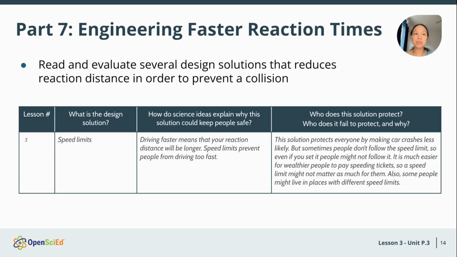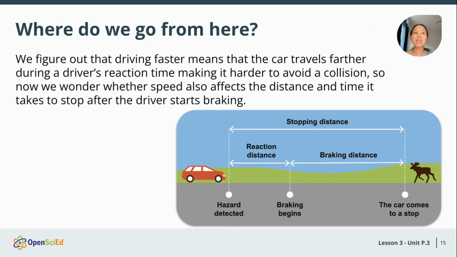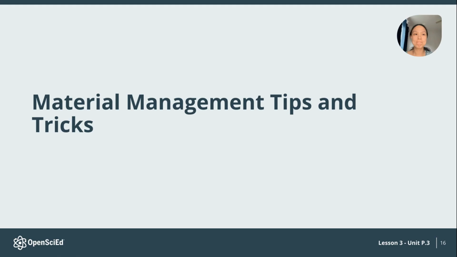After reading about design solutions meant to improve traffic safety, students begin to fill out their engineering progress tracker, a tool to evaluate trade-offs related to the constraints that society sets on solutions. For a particular design solution, students consider whether the solution decreases the vehicle's speed and/or the driver's reaction time, which ultimately reduces reaction distance in order to prevent a collision. Now that we understand how speed affects reaction distance and thus the likelihood of a collision, we wonder whether speed also affects braking time and braking distance.